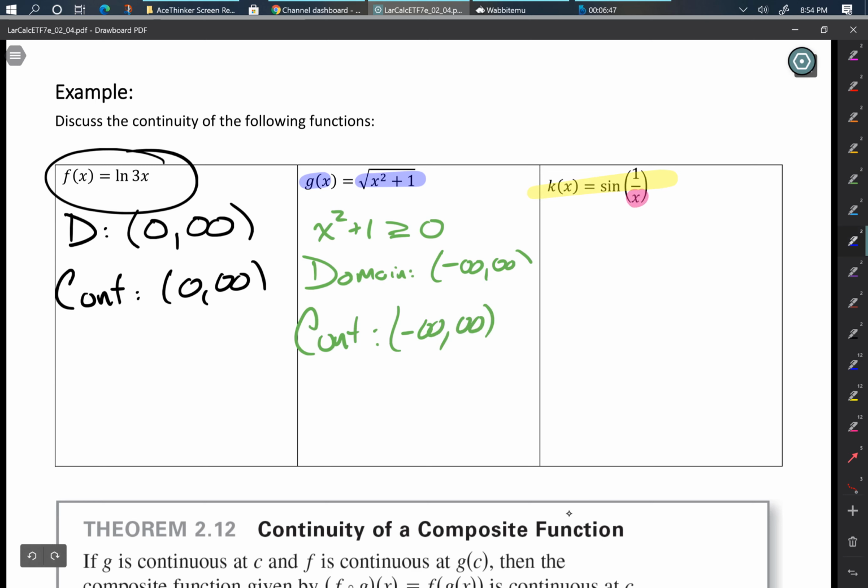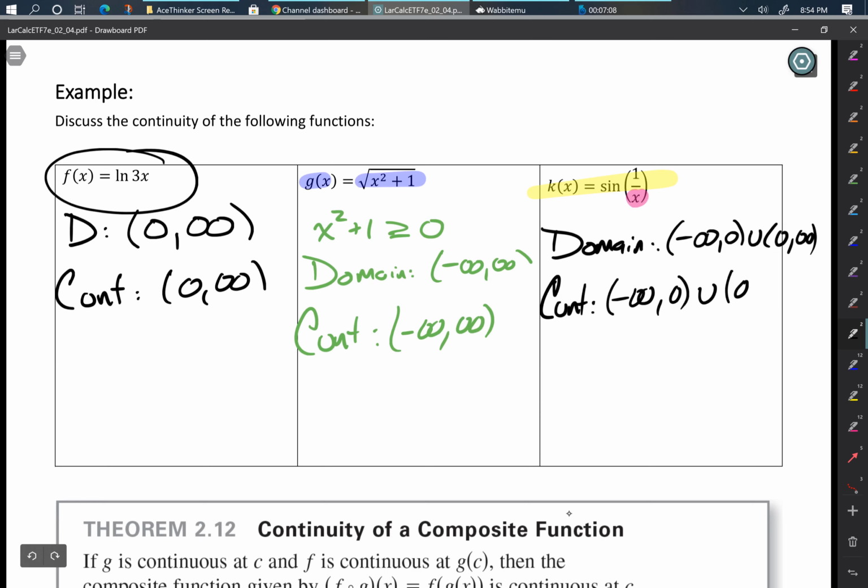So the domain of this function is going to be all reals except for 0. So negative infinity to 0, union with 0 to infinity. And that means that it is going to be continuous on its domain. That is negative infinity to 0, union with 0 to infinity.